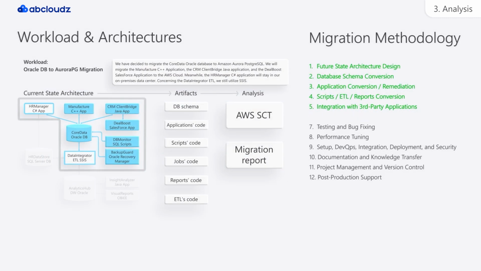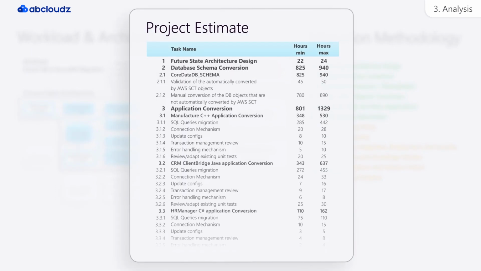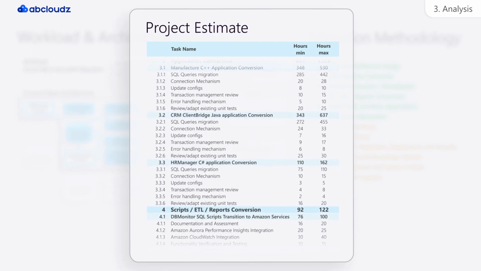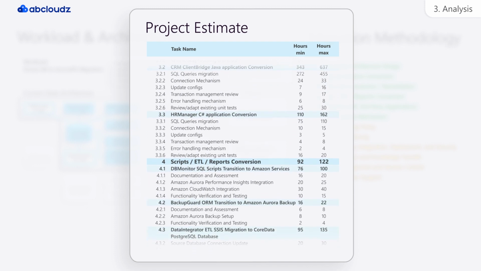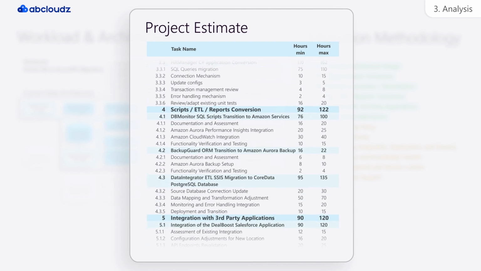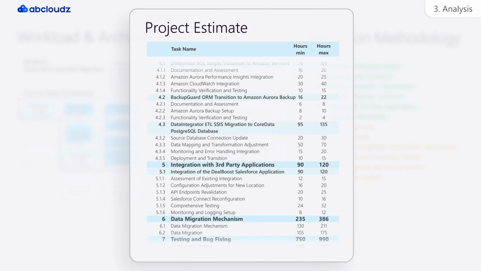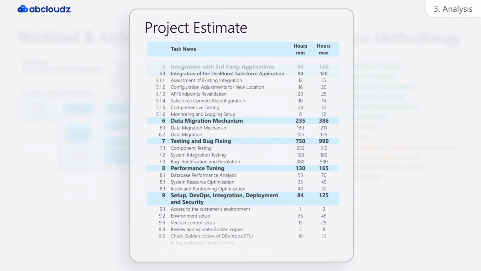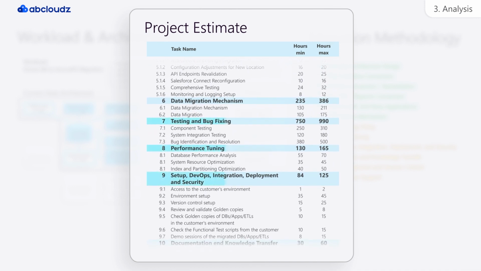After the sixth step is completed, we utilize the data gathered from all preceding steps to estimate the effort needed to finish the remaining steps. We can see an illustrative example of how the estimations for all these steps converge, encompassing steps 1 through 6 of the 12-step migration methodology. The steps 7 through 9, testing, performance tuning and DevOps security are usually driven from the analysis of previous steps.